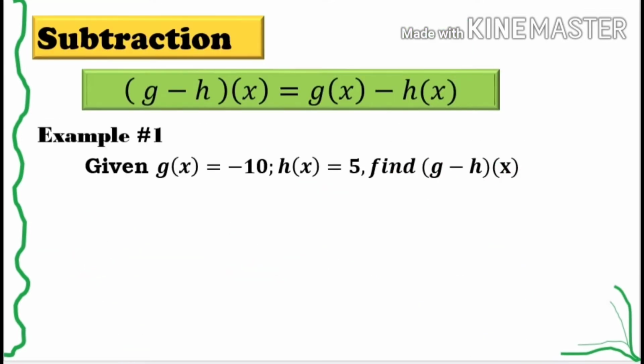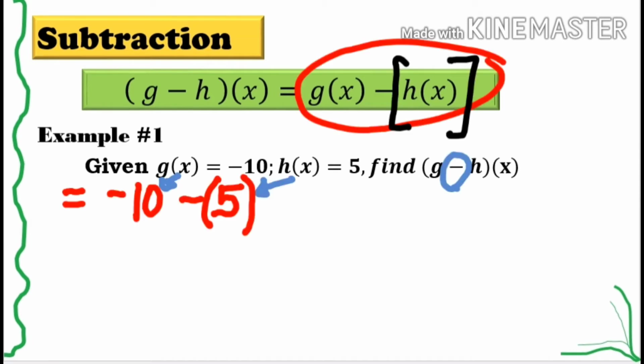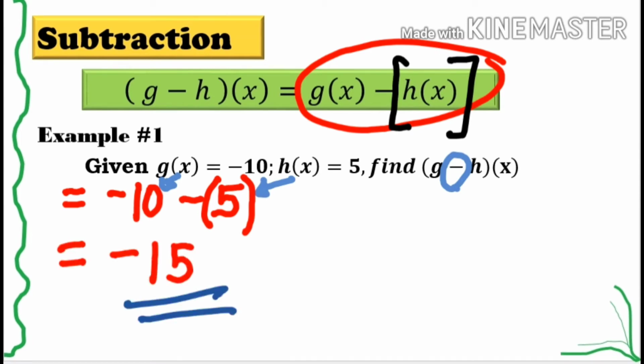The next operation is subtraction. So we have the formula: the quantity of g minus h of x equals g of x minus h of x. Example number 1, given g of x equals negative 10, h of x equals 5, find g minus h of x. Okay, substitute the given to the formula. g of x is equal to negative 10 minus 5, which is our h of x. And then negative 10 minus 5 is negative 15.